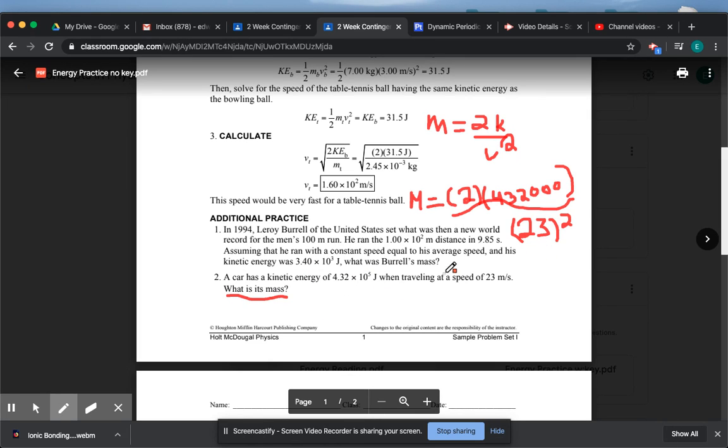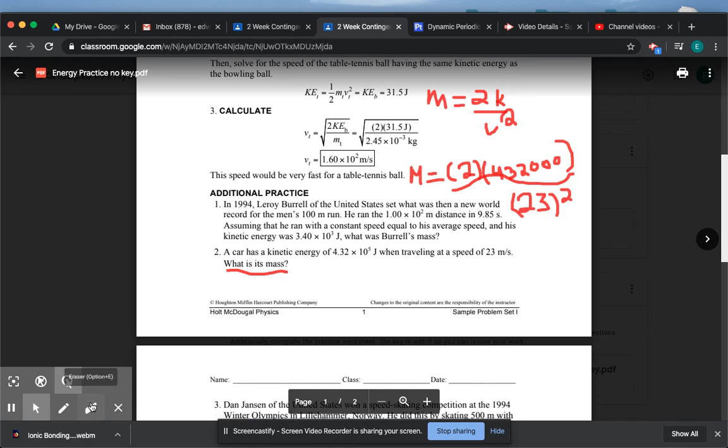Okay. So remember 10 to the 5th, that's 1, 2, and then you have 3 more to go. You just add 3 zeros. So that's number 2. You got the equation, just plug the numbers in, you get a number. You plug your numbers in, you get the answer.